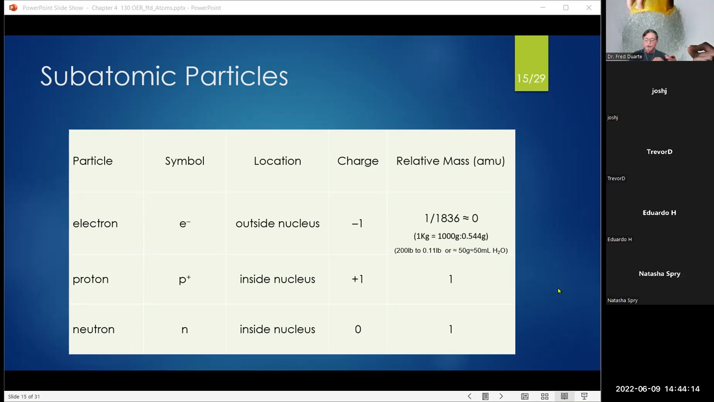So proton and neutron each have a relative mass of 1. The electron is so tiny that for all intents and purposes, it is given a relative mass of 0. Bear in mind, it has mass, but because it's so small, it's considered to have no mass. All right. Okay, so there are some relative masses. Almost 1/2000 of a relative mass.